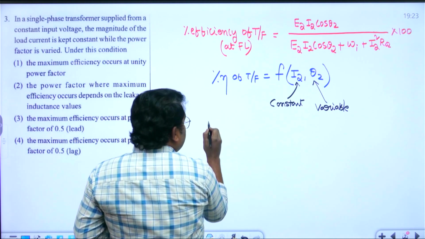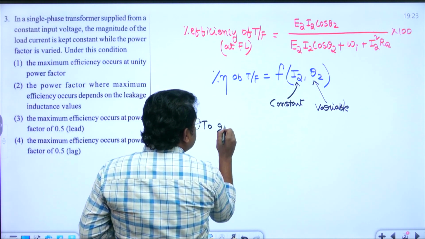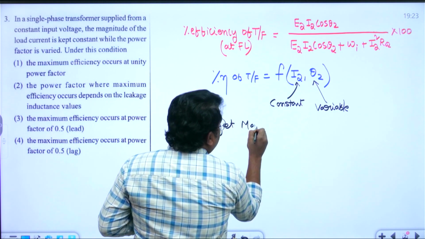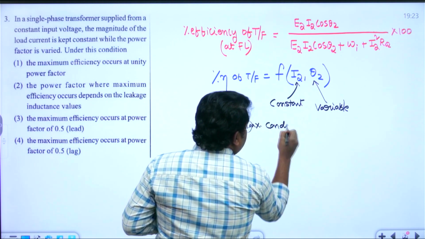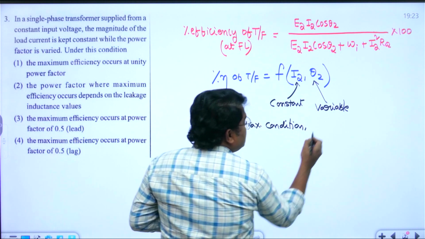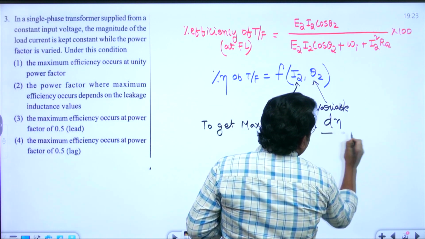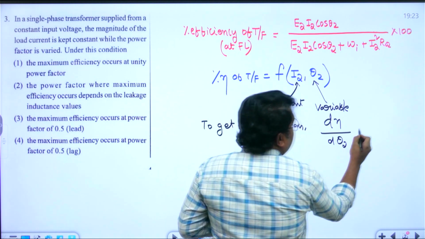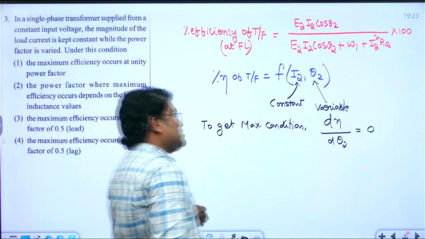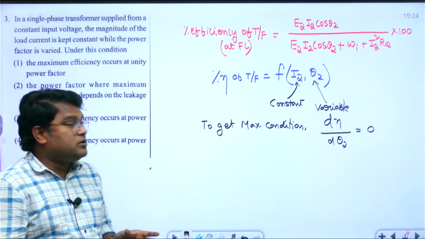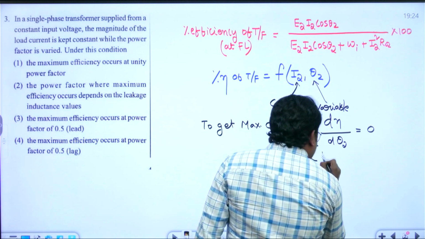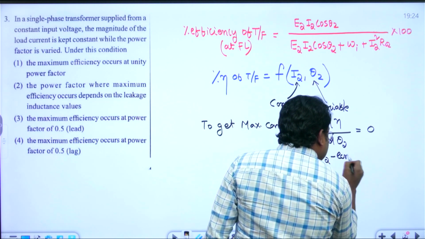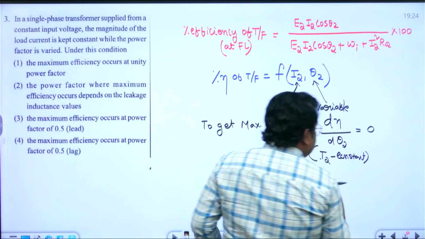To get the maximum condition, we differentiate the efficiency with respect to the variable, the power factor angle, and make it equal to 0. This is the condition to get the maximum efficiency. But in this case, I2 is treated as a constant. It is a double valued function, so to get the maximum efficiency, we keep one quantity constant, differentiate the efficiency with respect to the other quantity and make it equal to 0.